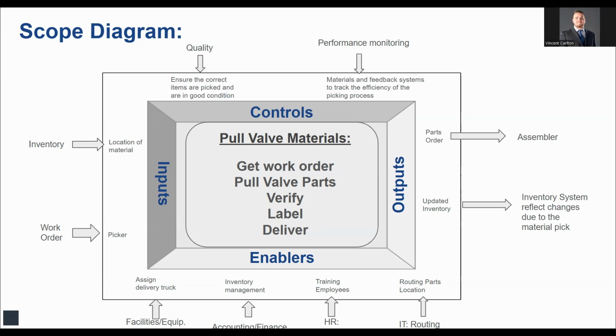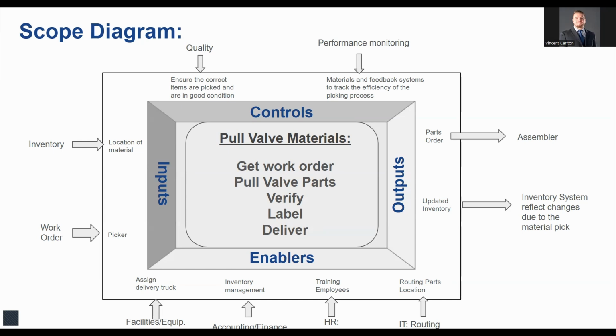inputs that existed within this, which would be the work order, which is then delivered to a picker, and so on and so forth. Enablers reference the resources that support the process, even though they're not being directly consumed. Some examples of that were inventory management, employee training, things of that sort.